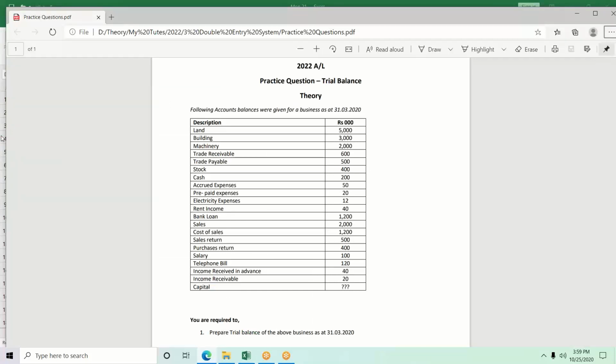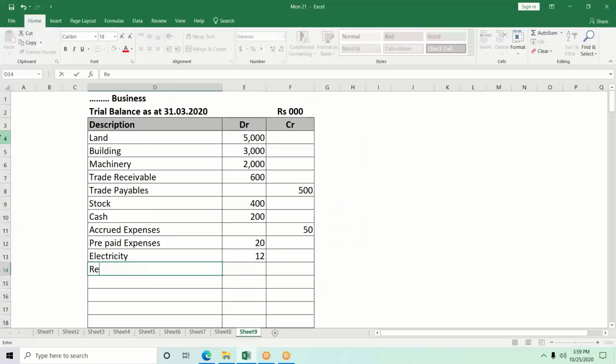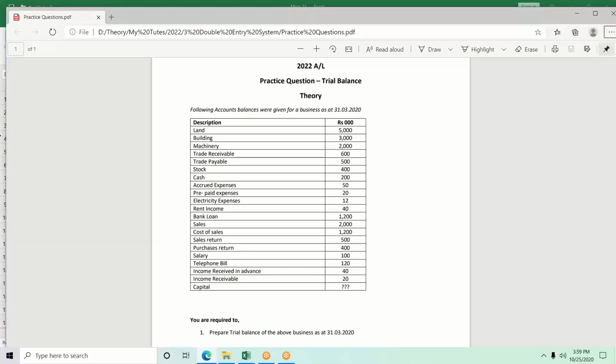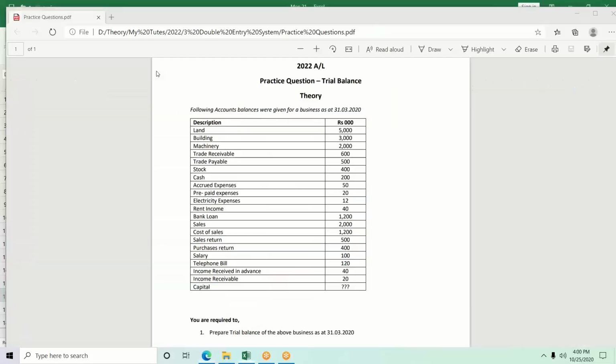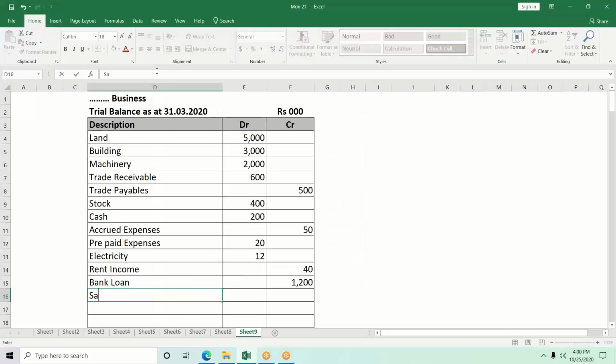The rent income rupees 40,000. That you want to record on the credit side. Bank loan is a liability, 1,200,000. What next? Sales rupees 2 million. That also has a credit balance.